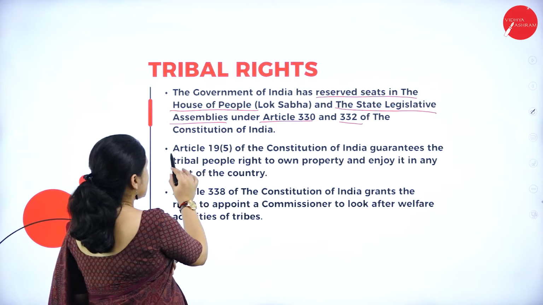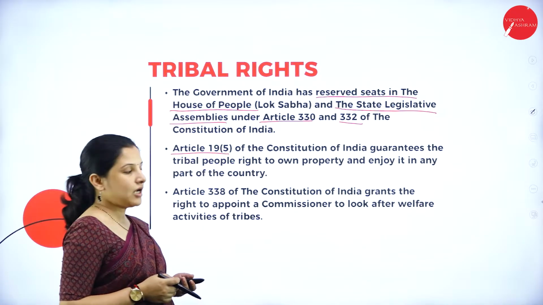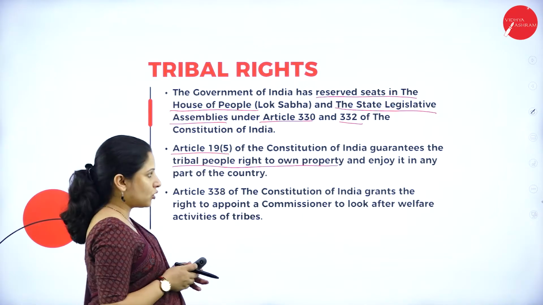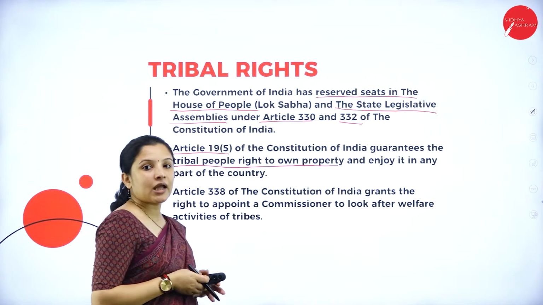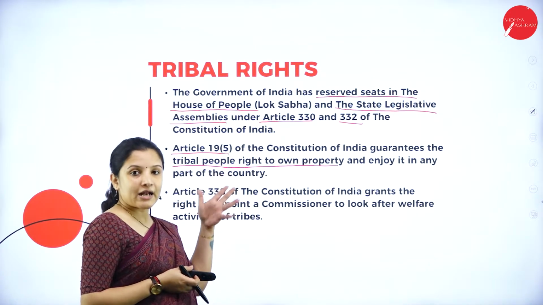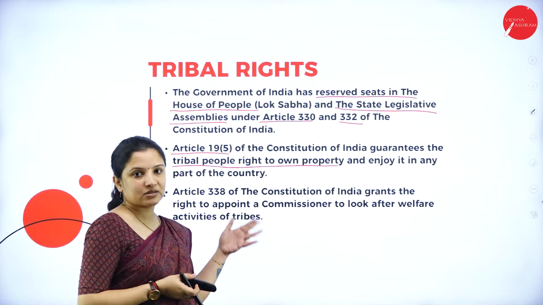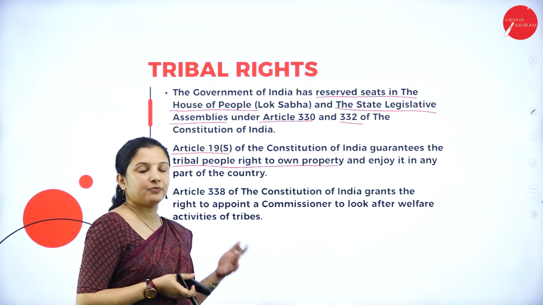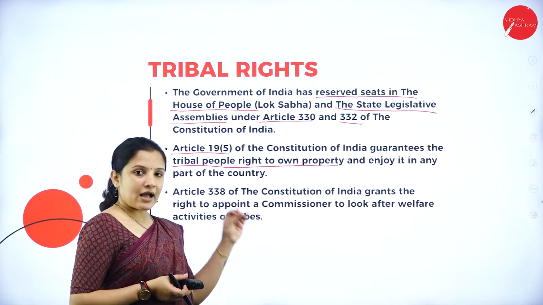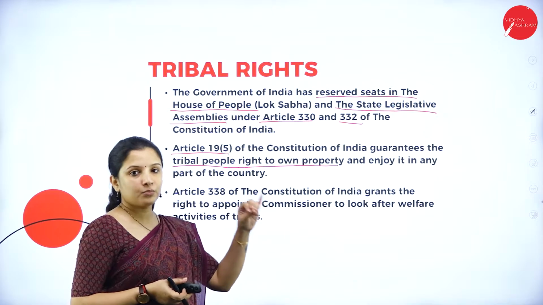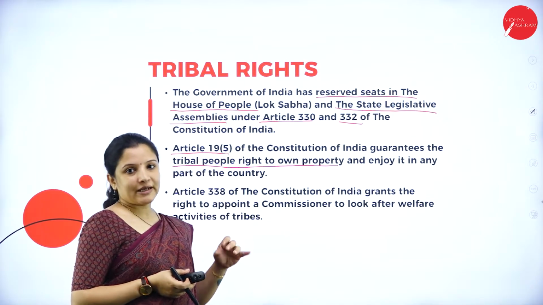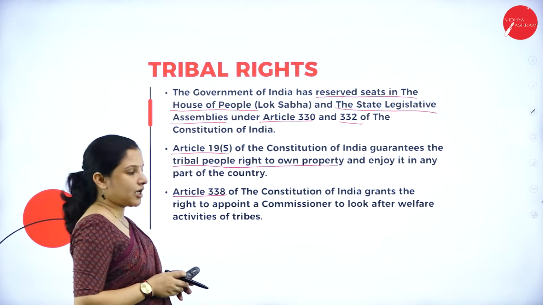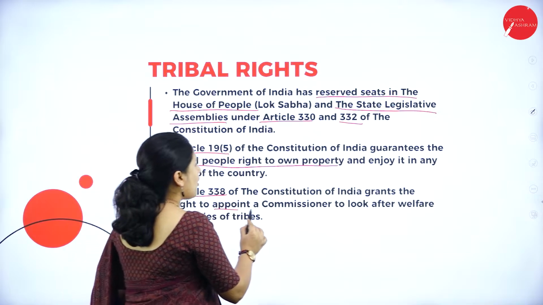Next, Article 19(5) of the Constitution of India guarantees the tribal people the right to own their own property and enjoy it in any part of the country. We had spoken about land rights in the previous slides, right? So how land rights are given to them. They don't have properties like other people. Forest is their only property. So they have been given their own rights to own property and they can enjoy these rights in any part of the country.